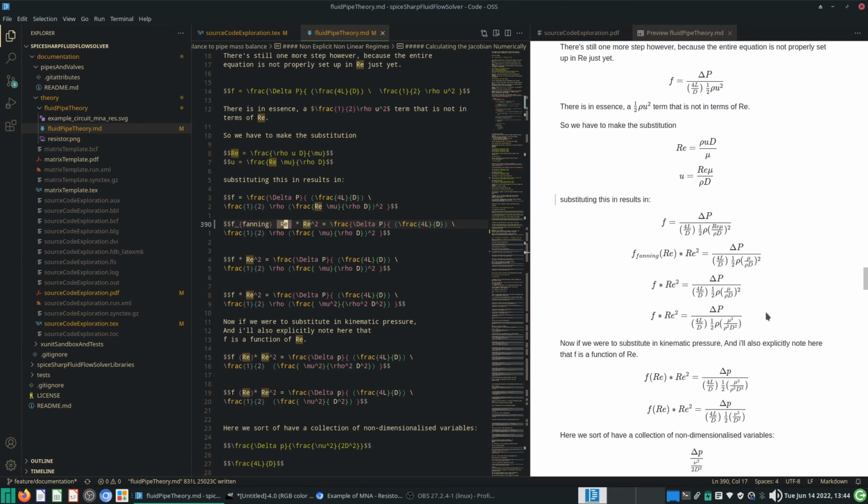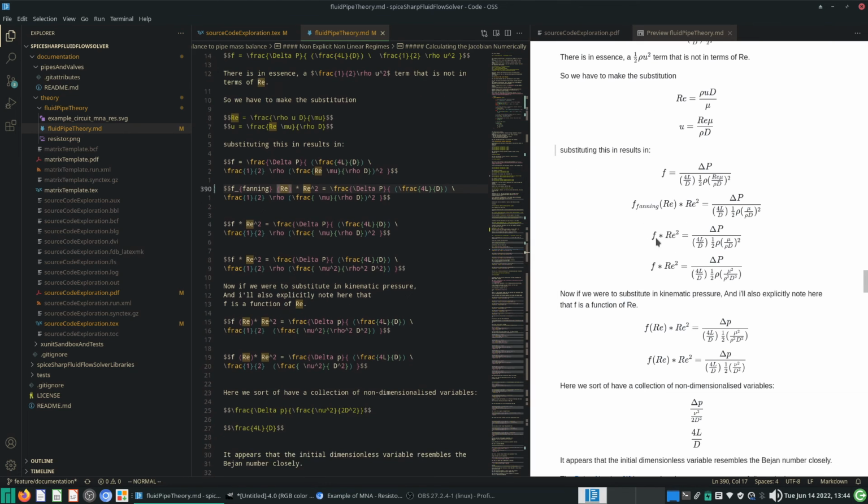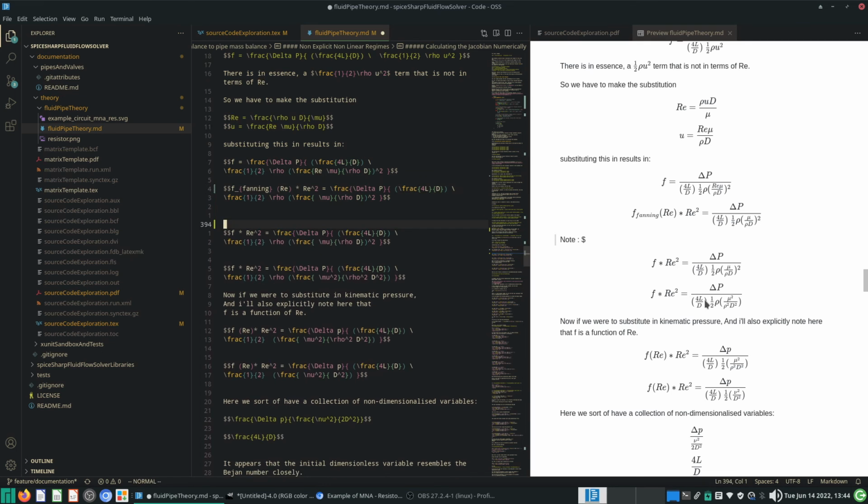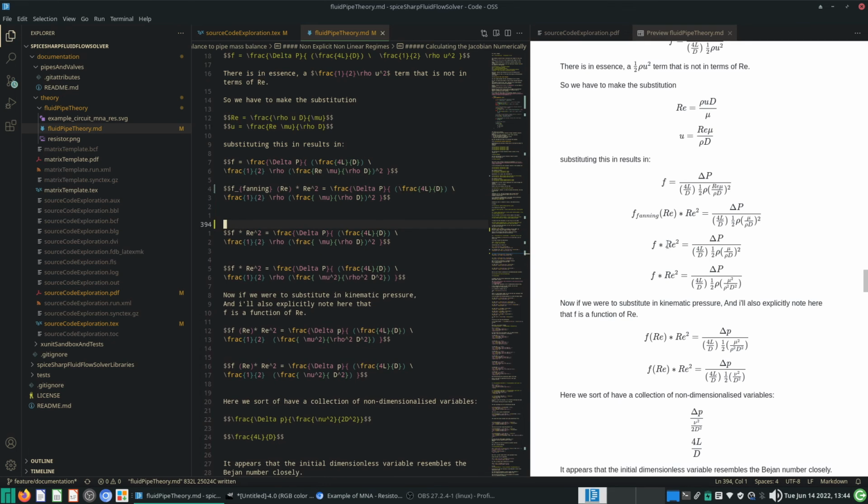After this I start cancelling other terms as well. This F equals the F Fanning Reynolds number. So every time you see F here, it's F Fanning RE. This is the thing here. Every time I have this F, it is this thing here, so I start cancelling out the terms even more.